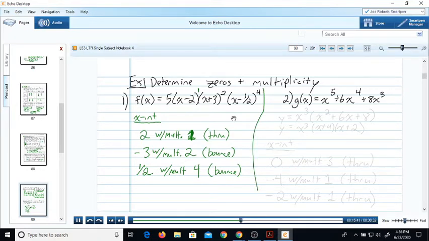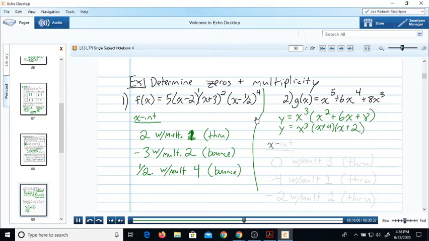Now for number 2, what we're going to have to do is we're going to have to factor that. So notice all terms have a common factor of x cubed, so let's factor that out. And then we can factor that trinomial in there. So that will factor to x plus 4 and x plus 2.